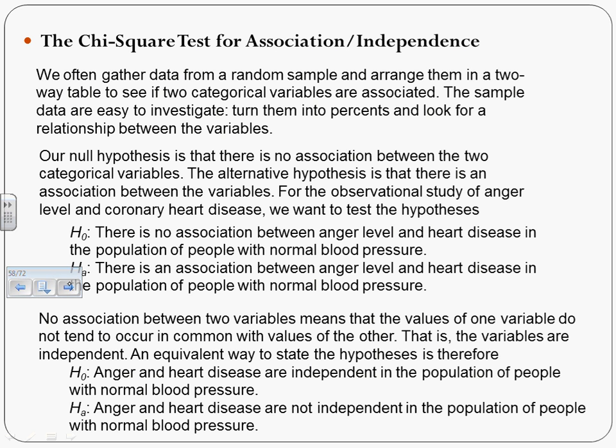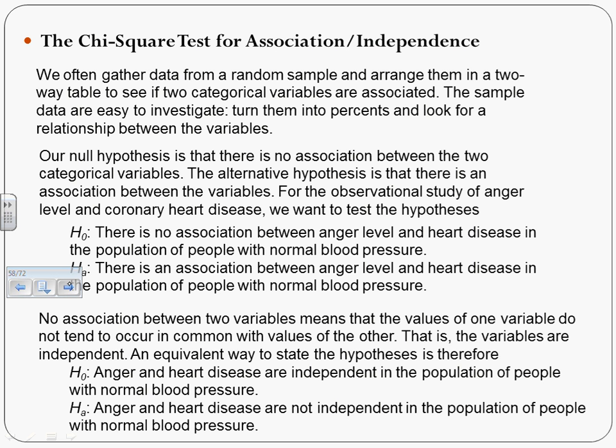Okay, so the chi-square test for association or independence: we often gather data from a random sample and arrange them into a two-way table to see if two categorical variables are associated. The sample data are easy to investigate. Turn them into percents and look for a relationship between the variables. Our null hypothesis is that there is no association between the two categorical variables. The alternative hypothesis is that there is an association between the two variables. For the observational study of anger level and coronary heart disease, we wanted to test this hypothesis.